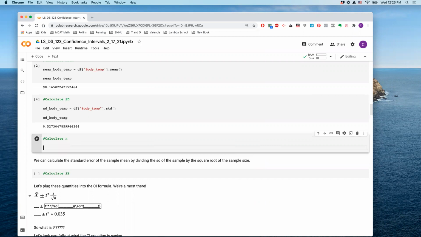We're going to be talking about the mean body temperature, the mean of a group of people, so not individual body temperatures. That's why we're going to divide by the square root of n, because we're looking at the variability of the sample mean, not of individual body temperatures. So if I want to figure out how many observations I have, what function could I use to do that? There are a couple of ways that I can think of.